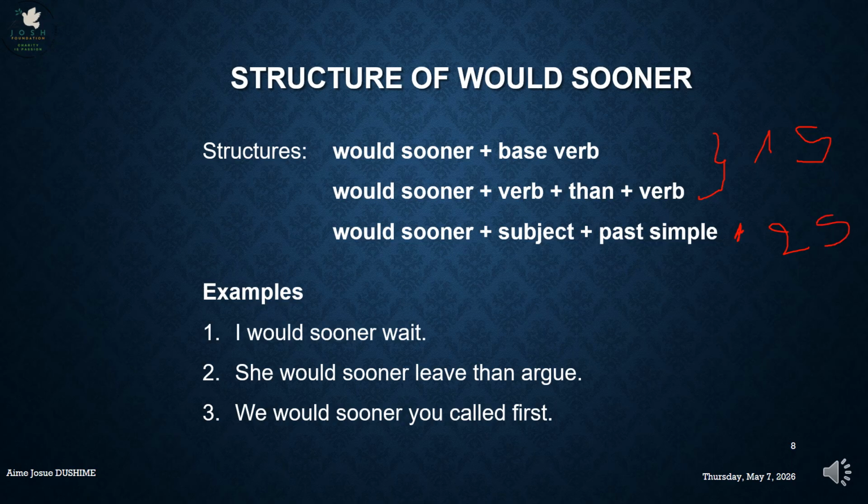And remember we said that when you have two different subjects, you use past simple, just the same as would rather. So we use would sooner plus V1, would sooner plus verb plus than plus verb when you're comparing two things, and would sooner plus subject plus past simple when we have two different subjects. I would sooner wait. She would sooner leave than argue. We would sooner you called first.